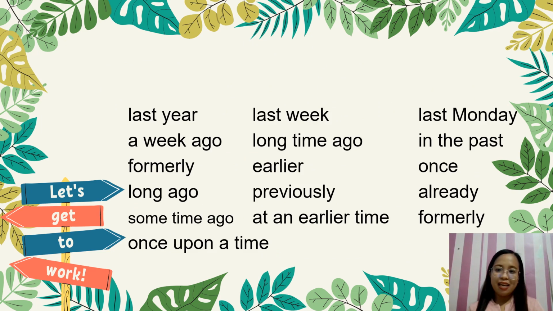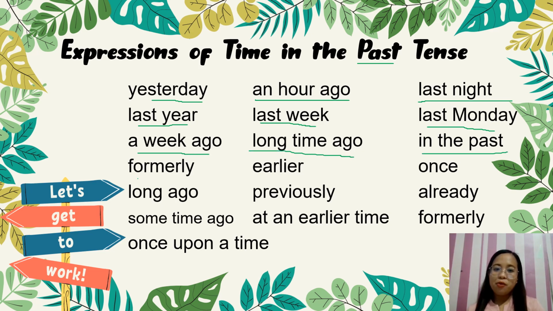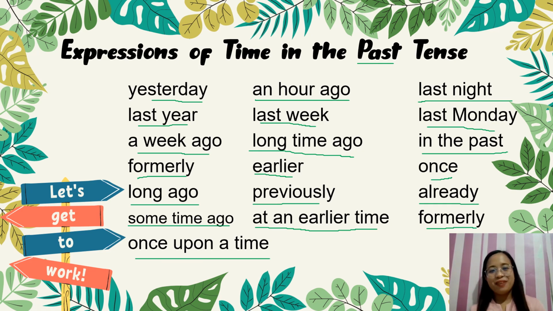Okay, now class, let us study the different expressions of time in the past, or in the past tense. Okay, let's read one by one. Let's have yesterday, kahapon. Pag yung activity, yung action, ginawa na kahapon, that is already in the past. Okay? What else? An hour ago. Last night, last year, last week, last Monday. Pwede din last month, di ba? A week ago, long time ago, in the past, formerly, earlier, once, long ago, previously, already, some time ago, at an earlier time, formerly, and once upon a time. So, those are the expressions of time in the past tense.